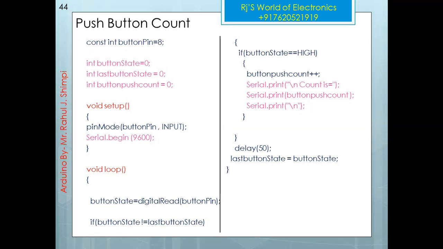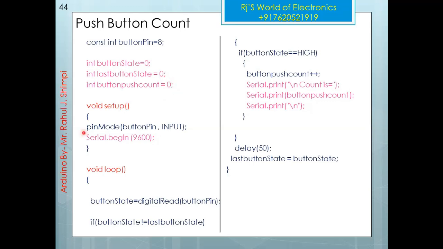In another way, we can store the pin number in a variable. So, I have defined here a constant integer buttonPin equal to 8. Another variable is buttonState equal to 0, so this is the initial state of the button. Then lastButtonState equal to 0. Next one is buttonPushCount equal to 0. So this variable buttonPushCount will hold the number of counts. So the initial value is 0.